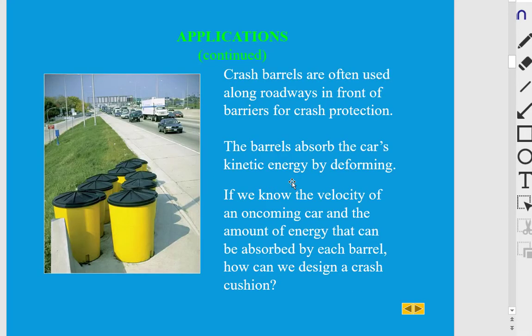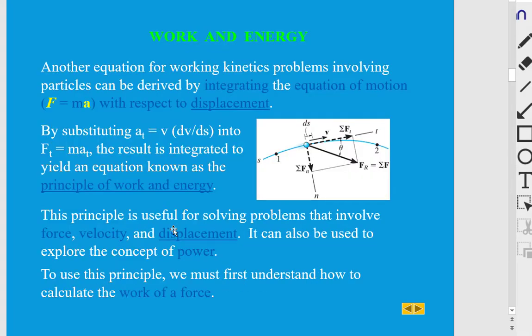Another application could be, for example, if you know the velocity of a vehicle approaching this barrel, how much energy is absorbed by this barrel? That also can be calculated by the energy method.